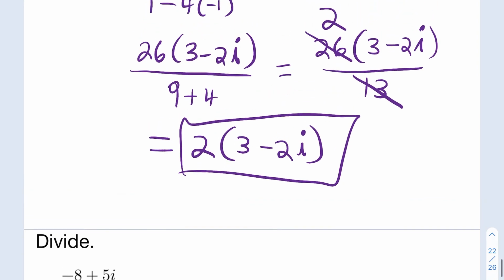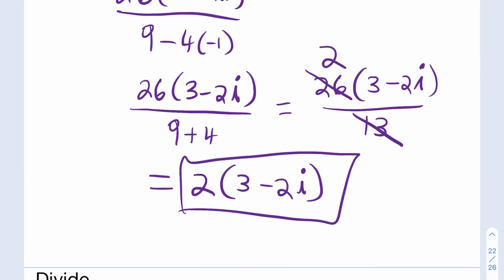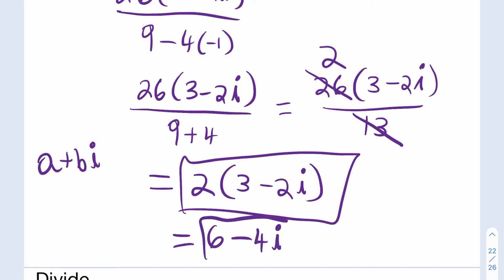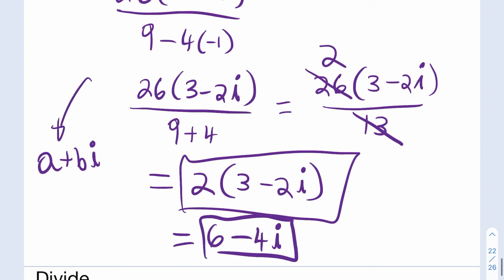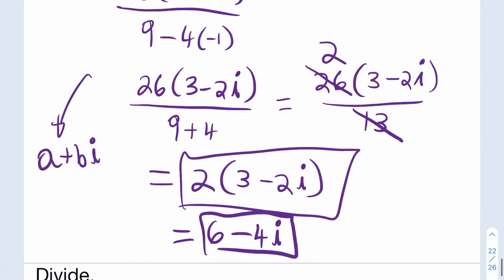Oh, actually, sometimes it does matter. If they tell you to write it in the form a plus bi, then you actually do have to distribute and leave this as 6 minus 4i. So in the case where you're asked to leave it in this form, you do actually have to do that distribution.